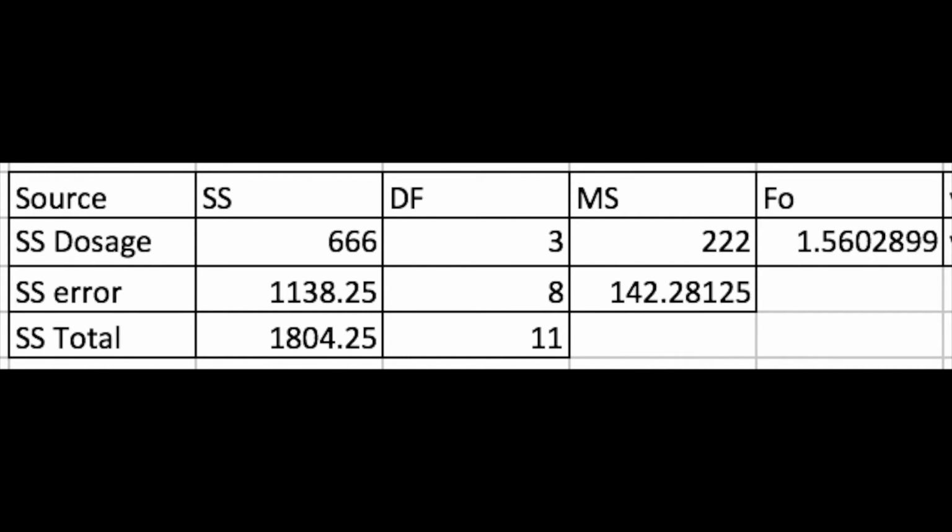Now we get the F0. F0 comes from the division of 222 divided by 142. Then we have to compare it with the F from the table, which was 4.0661806. So, if F0 is bigger than 4.06, that means we have to reject the H0.